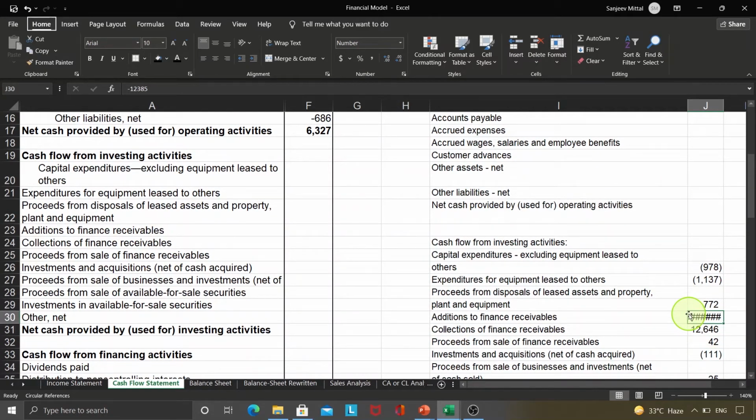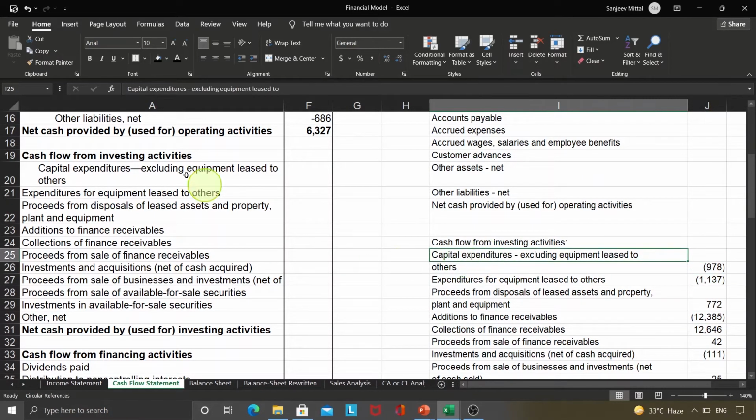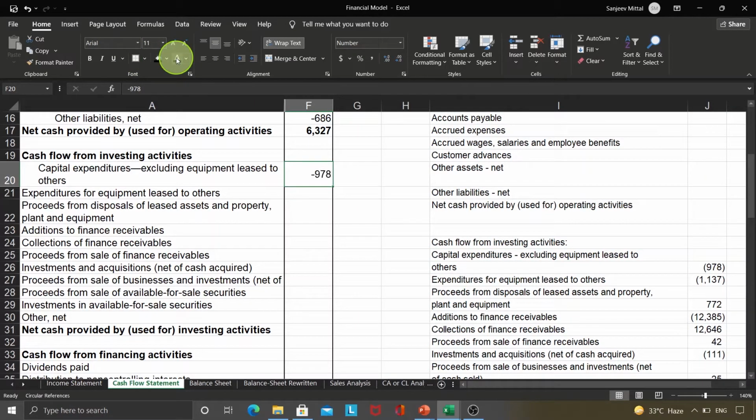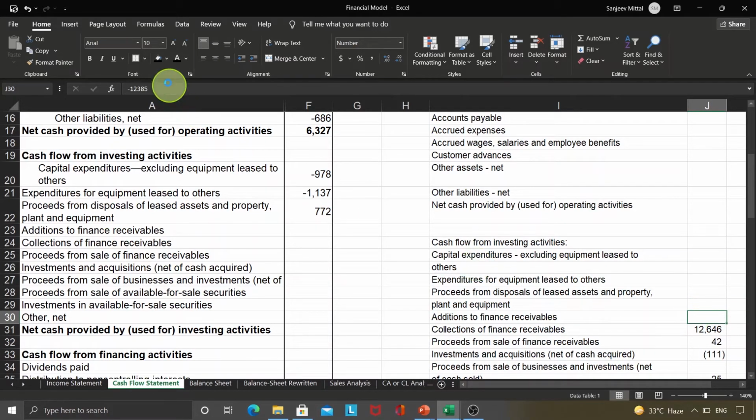In the case of our investing activities, you know that there is a negative 978 of capital expenditure. So inside the capital expenditure, negative 978 has been shown. And after that capital expenditure, there is an expenditure of leases to others, which is 1137. And if you go to expenditure of leases, I have shown 1137 here. And after that, there is a proceeds from disposal of leased assets of 772, and this 772 of proceeds from disposal has been used. And there is an addition to finance receivables of 12,385, and you can see there is an addition of 12,385 of finance receivables.